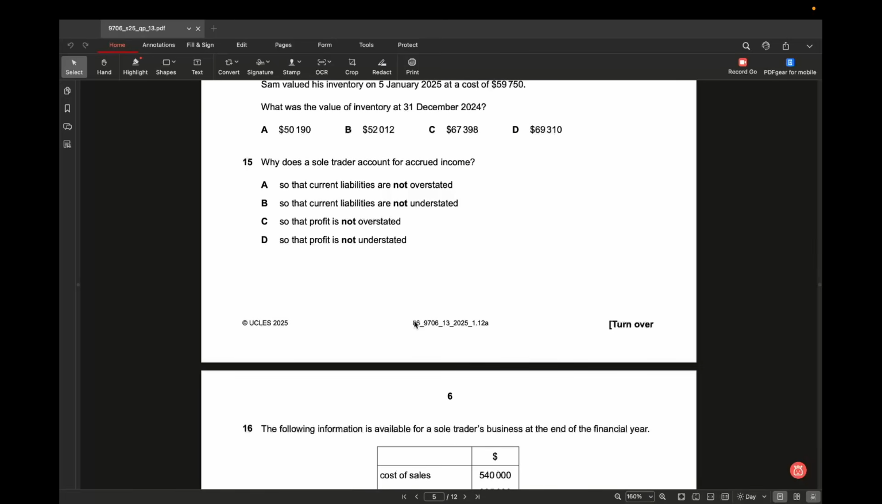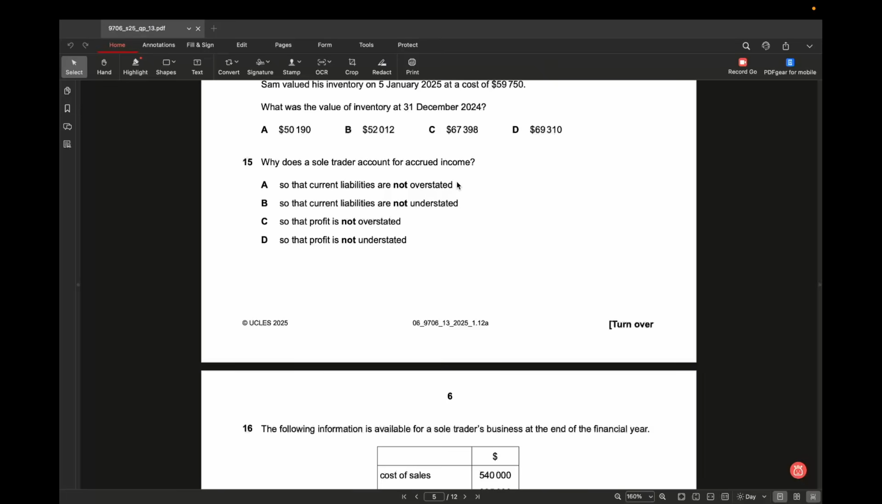15. Why does a sole trader account for accrued income? So accrued income is that income which is already earned but we have not received money. Okay, so if we do not account for accrued income, my calculation for the profit would be inaccurate. Okay, in this case basically my profit would be understated.